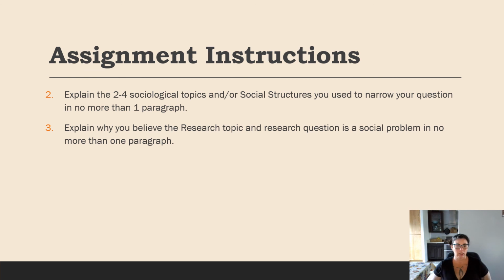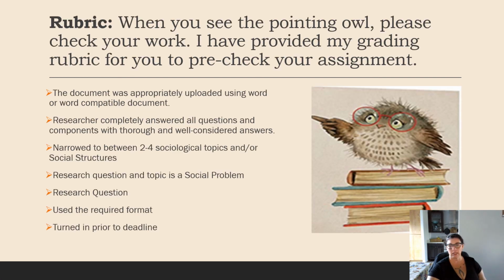The next two questions are to explain your sociological topics and social structures and why you think your research topic and research question is a social problem. Do both of these in no more than one paragraph each, and put them underneath your title on that same page. And everything should be Times New Roman 12-point font, double spaced. That's the expectation. You can also find that format guideline in the syllabus.